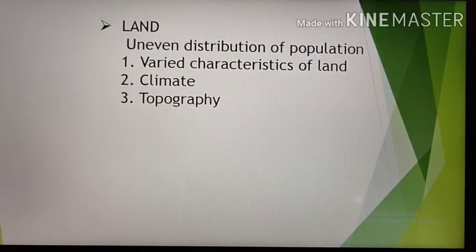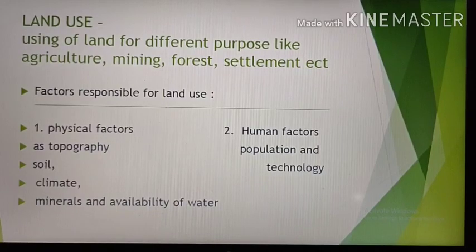Plains and river valleys offer suitable land for agriculture. Hence, these are the densely populated areas of the world. Now, talking about the land use, land is used for different purposes such as agriculture, forestry, mining, building houses, roads, and setting up of industries. This is commonly termed as land use.